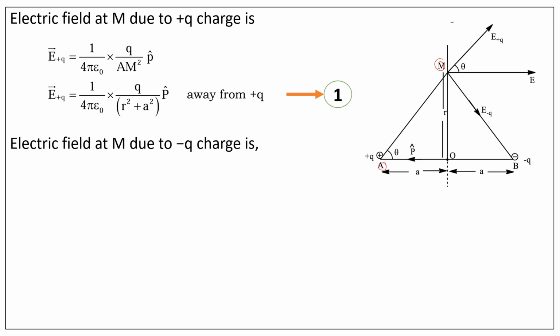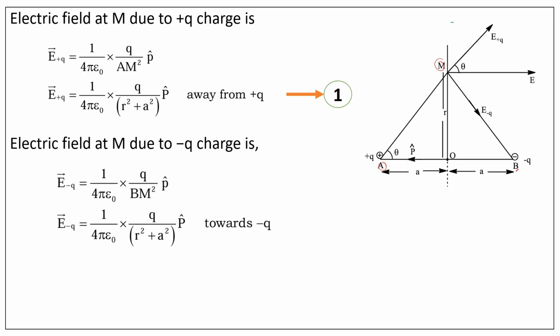Electric field at M due to minus Q charge is vector E minus Q is equal to 1 by 4 pi epsilon naught into Q by BM square into P cap. From the figure, BM square is equal to r square plus a square. Therefore, vector E minus Q is equal to 1 by 4 pi epsilon naught into Q by (r square plus a square) into P cap. Mark it as equation number 2.